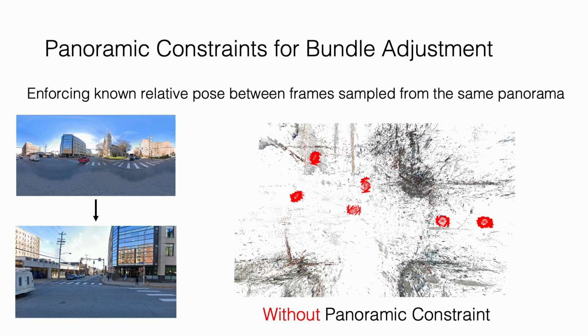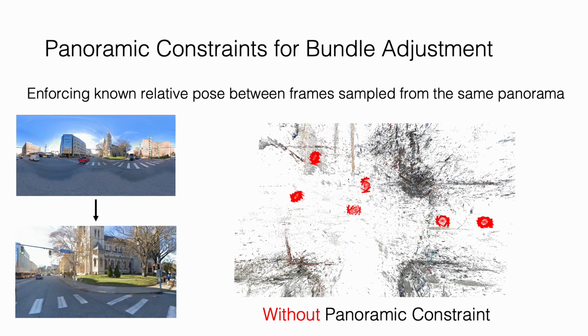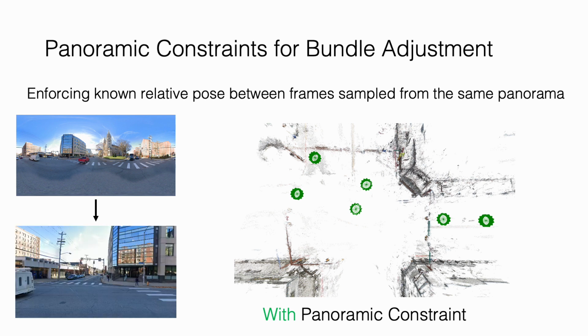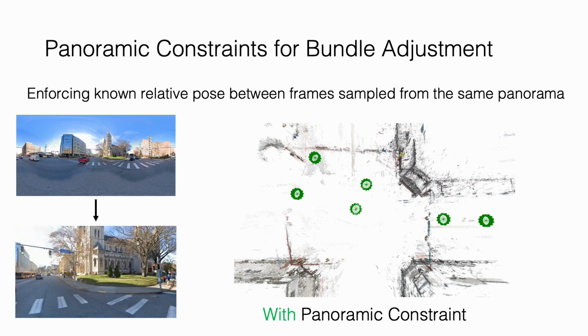Otherwise, the recovered viewpoints in red belonging to the same panorama may not coincide with each other. After enforcing this panoramic constraint, we can obtain better 3D reconstruction, therefore better camera calibration and localization.